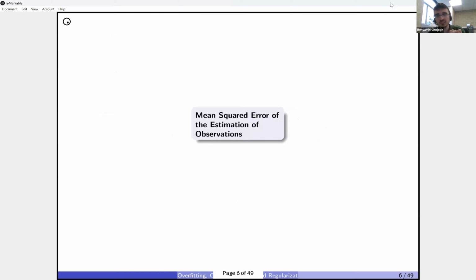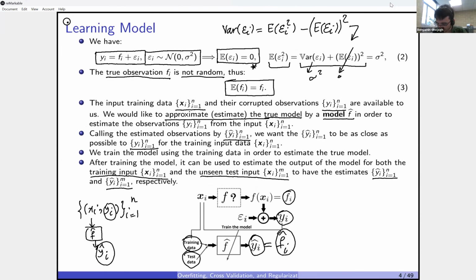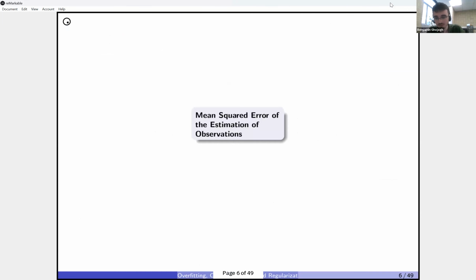Now, mean squared error of the estimation of the observations. When I said that, when training the model, I want yi hat for the training data points to be as close as possible to yi's. We said it in this sentence, right? We want it to be as close as possible in the training for the sake of training the model. So I think the first thing which came to your mind is using mean squared error. Let's minimize the mean squared error between yi and yi hat for the training data points. This is exactly what we are going to do.